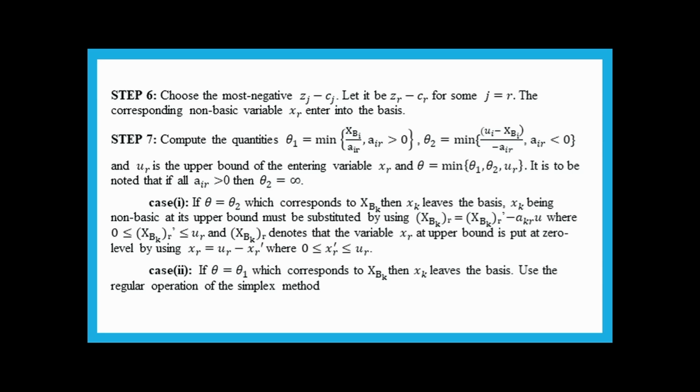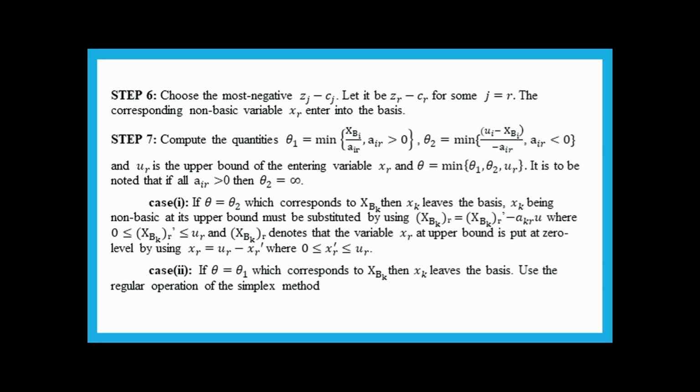Step 7. Compute the quantities theta 1 equal to the minimum of xBi by air, where air is greater than 0. Theta 2 equal to the minimum of ui minus xBi by minus air, where air is less than 0, and ur is the upper bound of the entering variable xr. Next we find the theta value, which is the minimum of theta 1, theta 2 and ur. It is to be noted that if all the air are greater than 0, then theta 2 equals infinity.